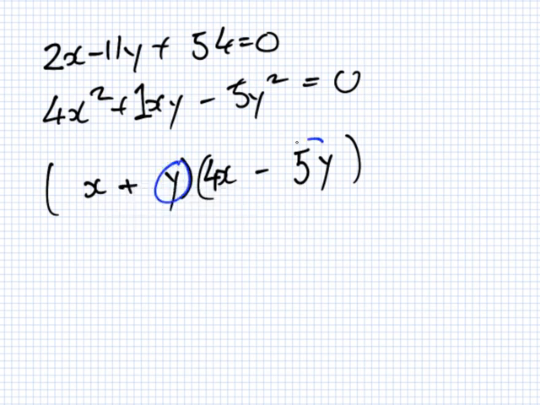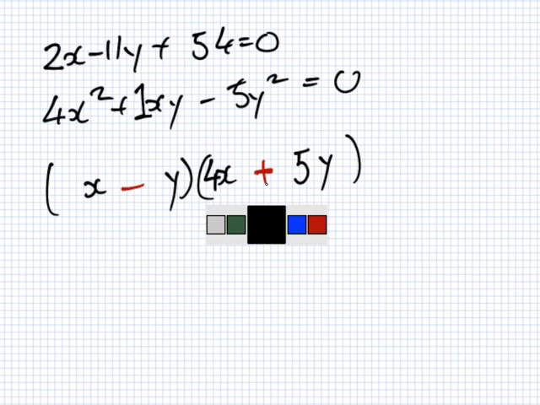So y by minus 5y, minus 5y squared. x by 4x, 4x squared. This is 4xy minus 5xy. The sign's the wrong way. No problem. So this one here is the minus and this one here is the plus. Let's check again. Minus 4xy plus 5xy makes that. Okay. Equals 0.